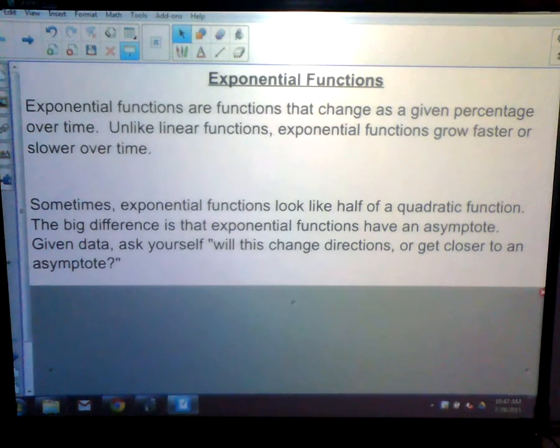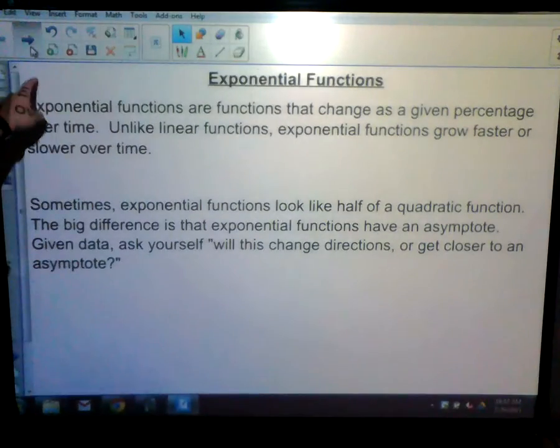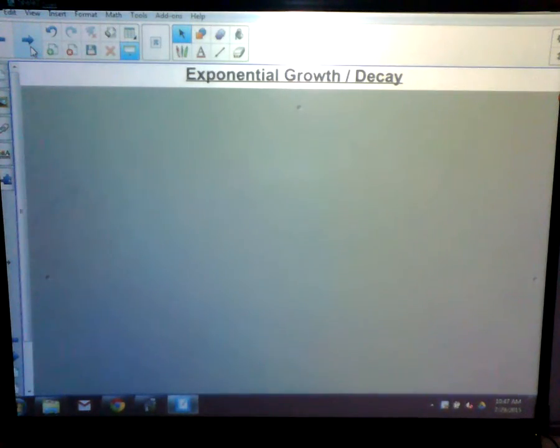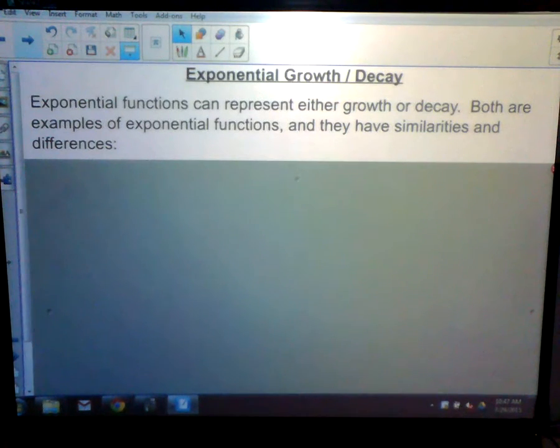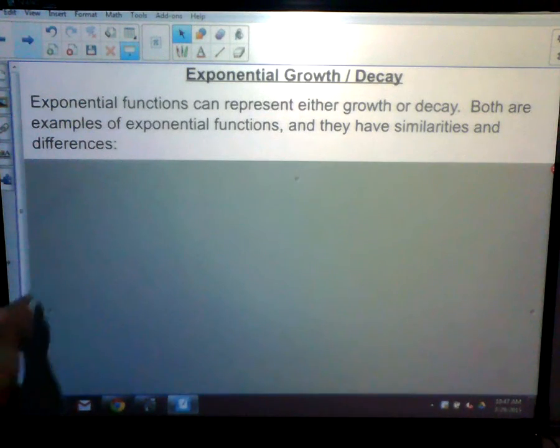If you're given data, ask yourself, will this change directions or get closer to an asymptote? I'll show you what that means in a minute. Growth or decay. Exponential functions can either be growth or decay. Both are examples of exponential functions, and they have similarities and differences.